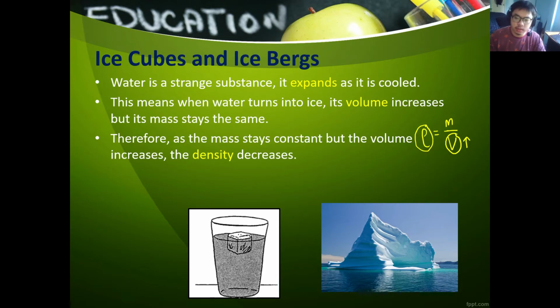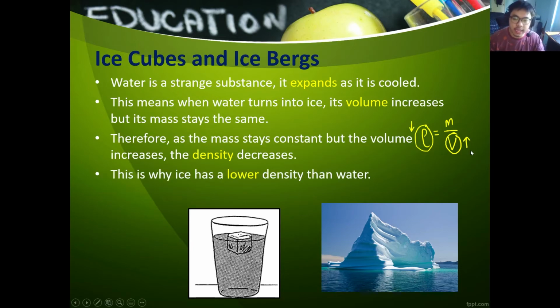Now you can do this using rough calculation. If the denominator of a fraction becomes bigger, the fraction becomes smaller. In other words, the V becomes bigger, the density will become smaller. Now, because the density decreases, ice has a lower density than water, and because it has a lower density than water, therefore ice floats on water.